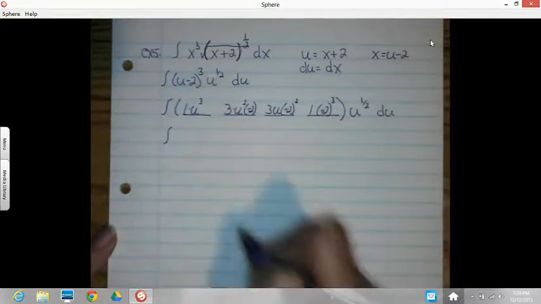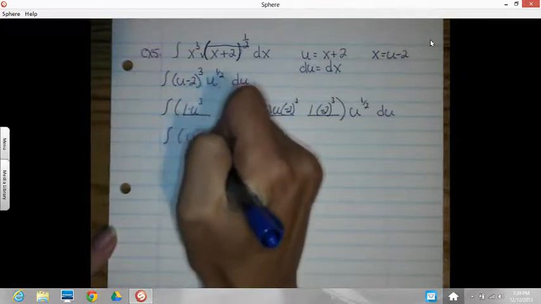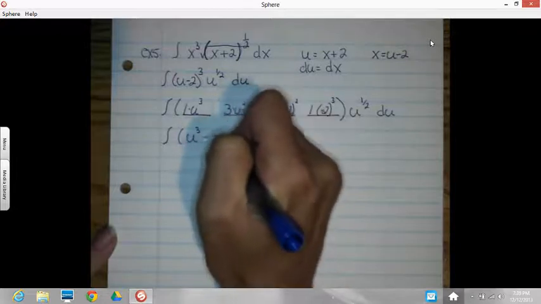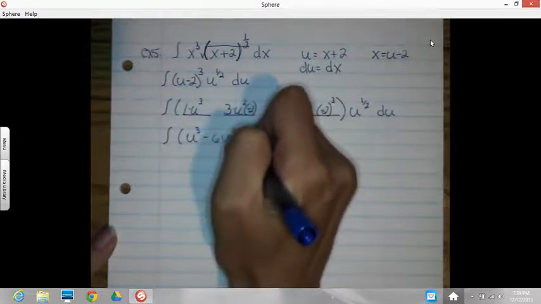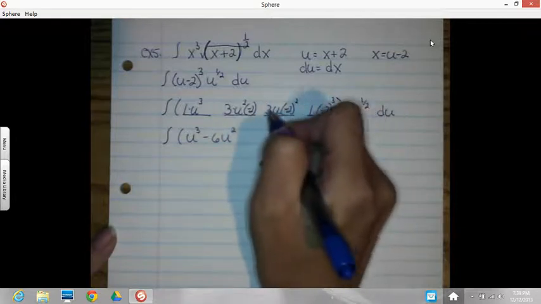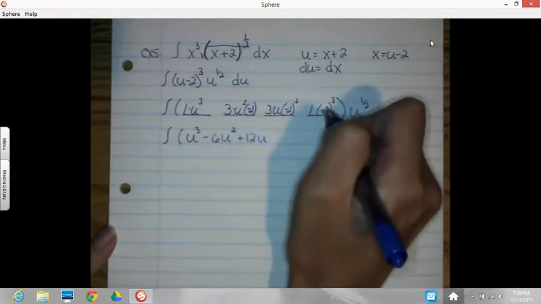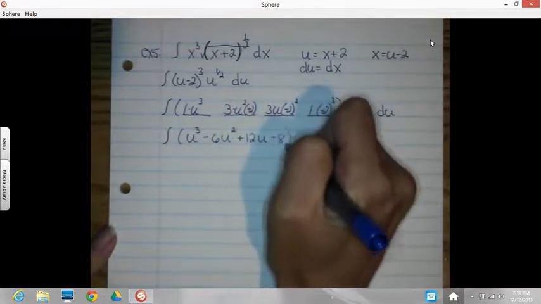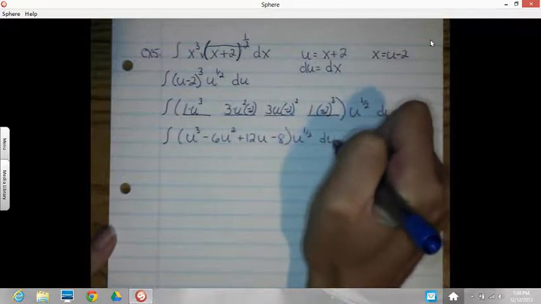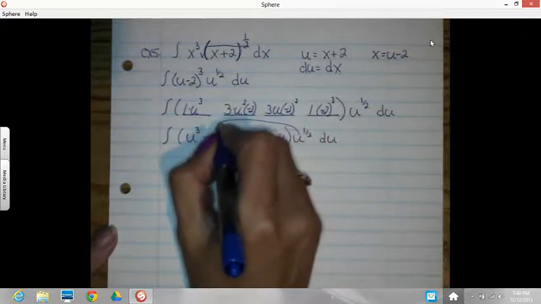I'll have u cubed. This will become minus 6 u squared. Here I will have 4, 12 u, and then minus 8, all times u to the 1/2 du. Now distribute to the 4 baskets, and then we'll be ready to integrate. 1, 2, 3, 4.